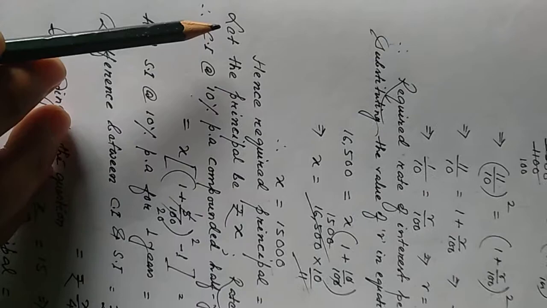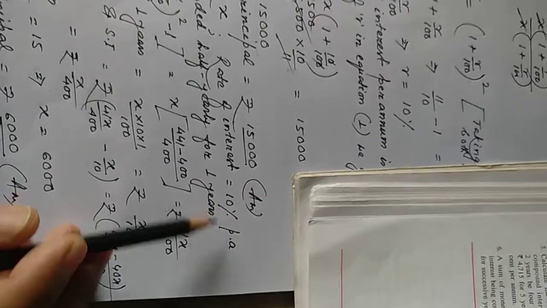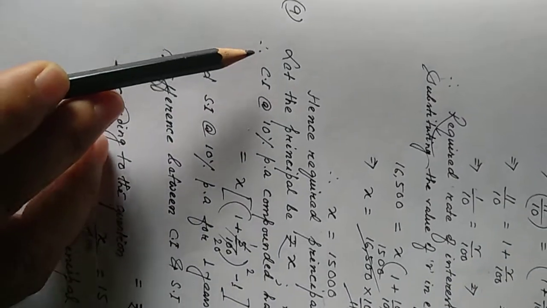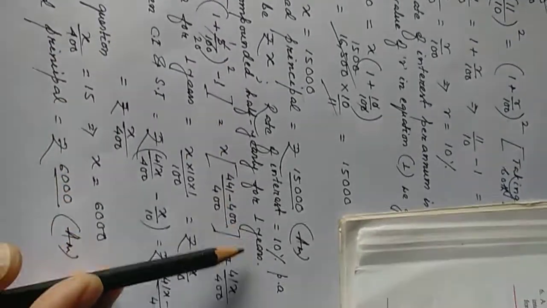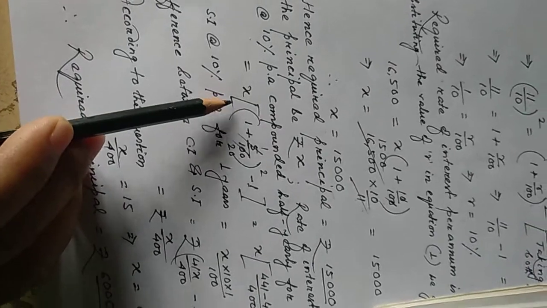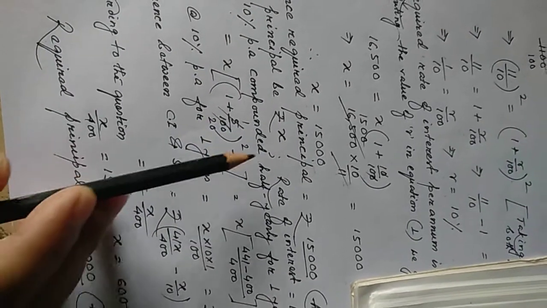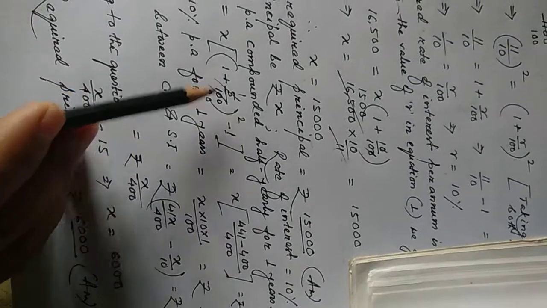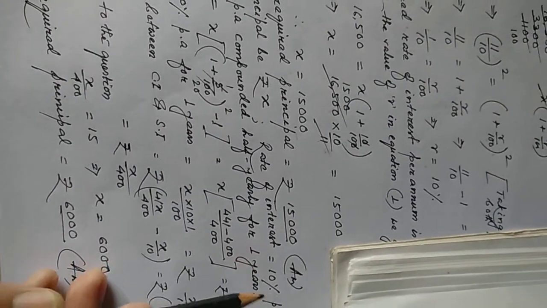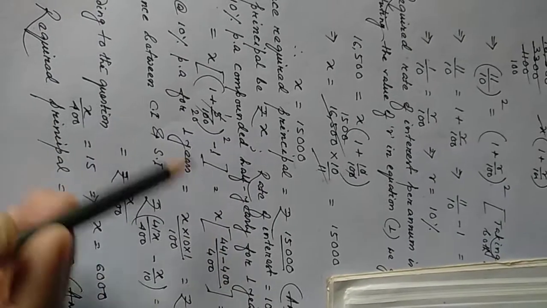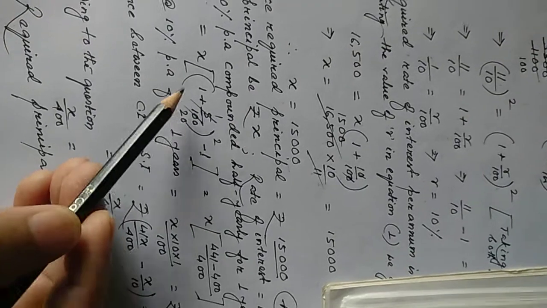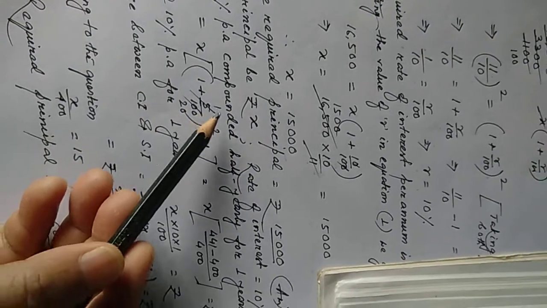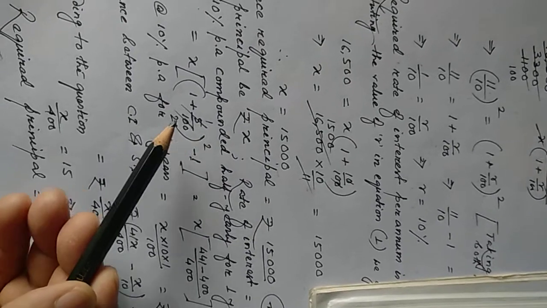So I let the principal be X. Rate of interest is given here 10% per annum, and first I find the compound interest at the rate of 10% per annum compounded half yearly for 1 year. That will be X whole into ((1 plus 5 by 100) to the power 2 minus 1). I take 5 because half of 10% is 5%, and for 1 year it will be 2 terms, that's why I write the power 2. Reducing it will be 1 plus 1 by 20, then 21 by 20, that will be 441 by 400.